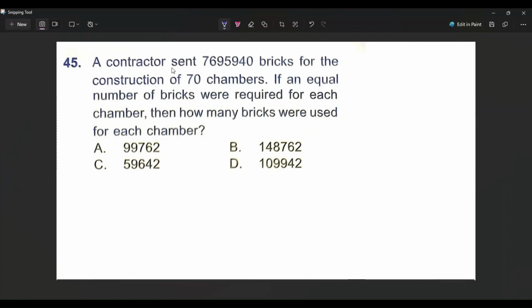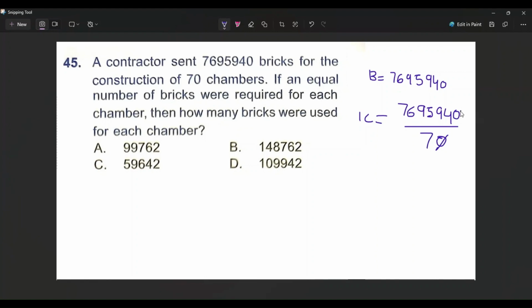Question number 45. A contractor sent 76,95,940 bricks for the construction of 70 chambers. If an equal number of bricks were required for each chamber, then how many bricks were used for each chamber? So total number of bricks the contractor has sent is equal to 76 lakh 95,940. For 70 chambers, these many bricks are there. One chamber is equal to 76 lakh 95,940 divided by 70.